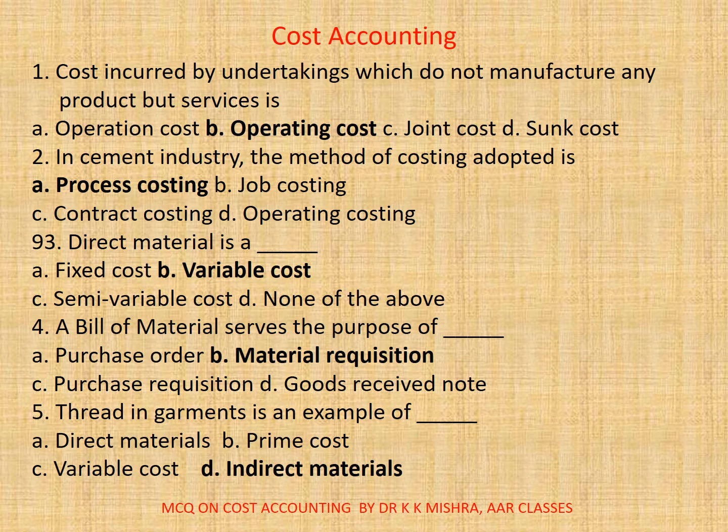3. Direct material is dash. A. Fixed cost, B. Variable cost, C. Semi-variable cost, D. None. The correct option is B. Variable cost. 4. A bill of material serves the purpose of dash. A. Purchase order, B. Material requisition, C. Purchase requisition, D. Goods received note. Correct option is B. Material requisition. 5. Thread in garments is an example of dash. A. Direct materials, B. Prime cost, C. Variable cost, D. Indirect materials. Correct option is D. Indirect material.